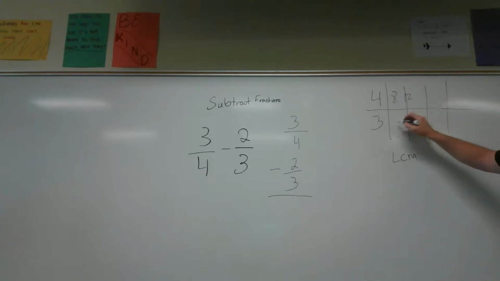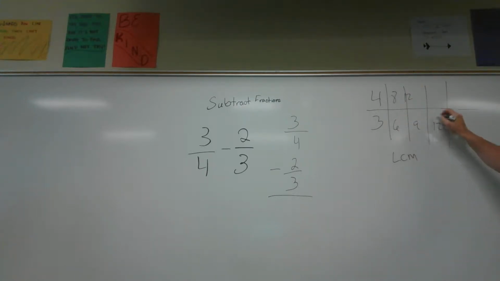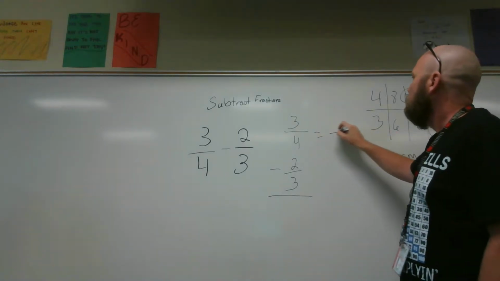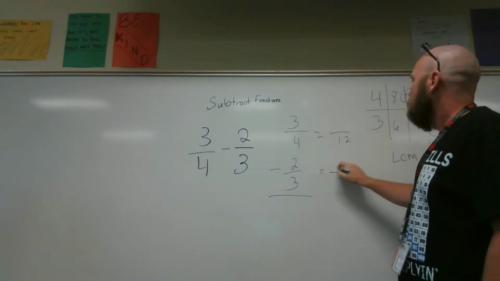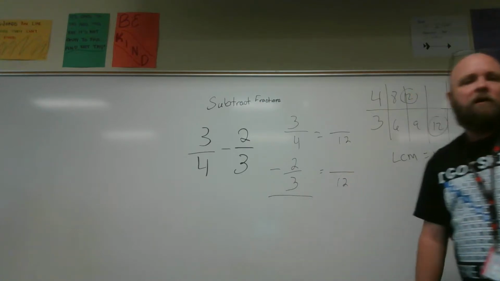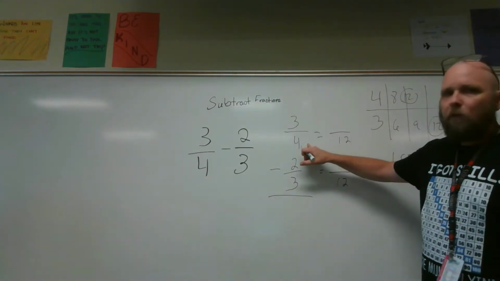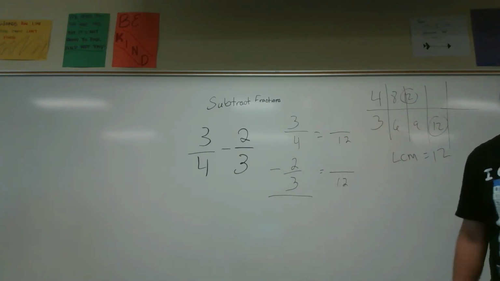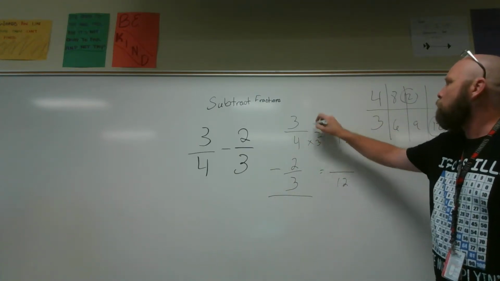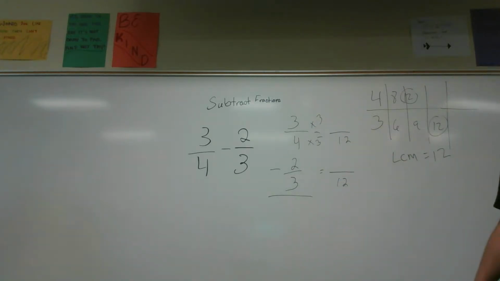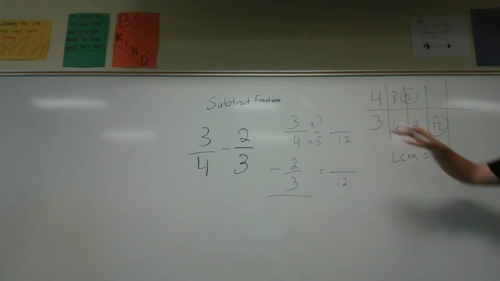8, 12, 3, 6, 9, 12. Our least common multiple is 12. I change these without changing the value so that they have a denominator of 12. What do I multiply 4 by to get 12? 3. If I multiply my denominator by 3, I must multiply my numerator by 3, and I get 9.